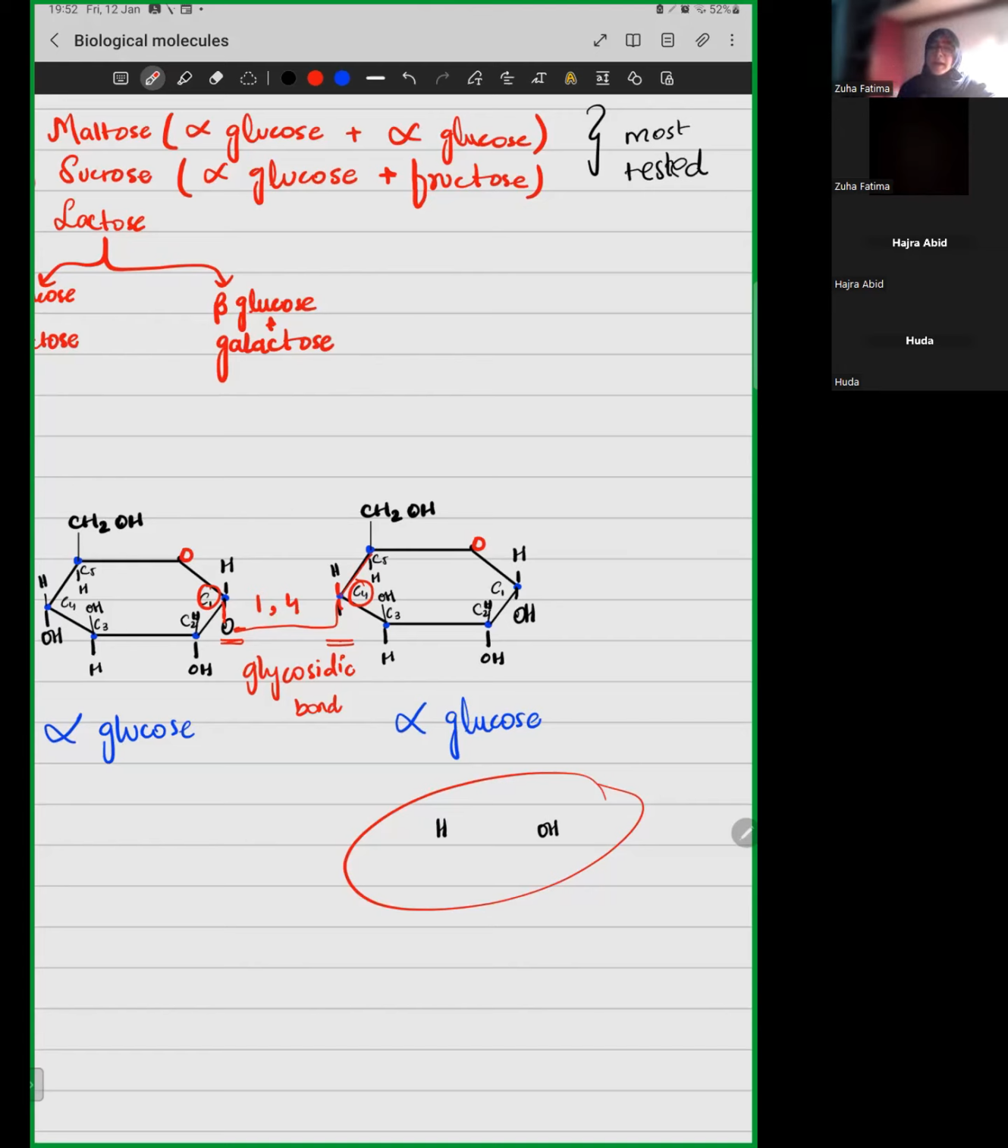Okay? Any questions so far? Anything that you couldn't understand? Any queries? Okay, so this is basically the formation of maltose.